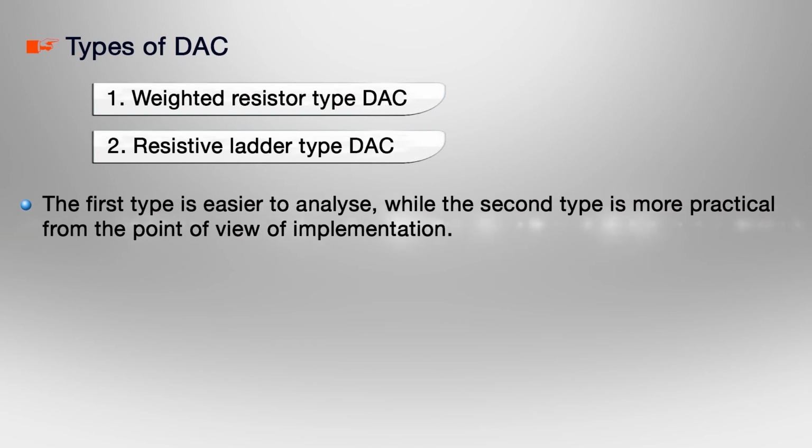Now, let us see different types of DAC on the basis of their design. There are two different types of DAC. First one is weighted resistor type DAC and second one is resistive ladder type DAC. After understanding the design, we shall come to the conclusion that the first type is easier to analyze, while the second type is more practical from the point of view of implementation. Let us see how these two are implemented. Let us see the first one, which is weighted resistor type DAC.